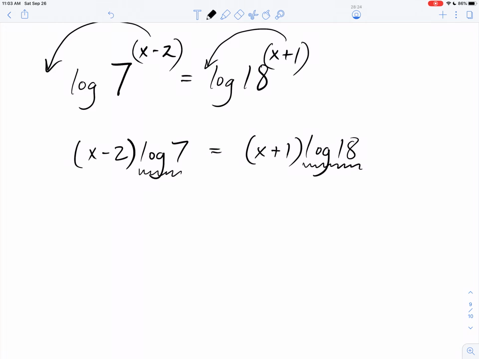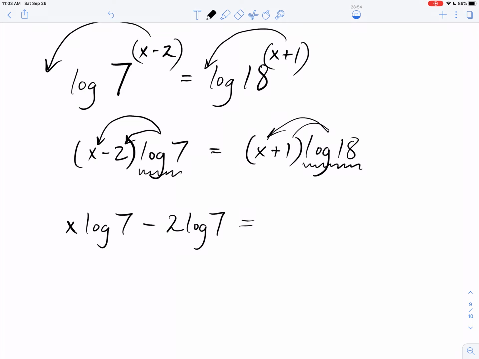So let me show you this. I'm going to do it 2 ways. The first way is I am not going to change these into decimals yet. I am going to assume, though, log of 7 is a number. And if it's a number, I can distribute it. So I would get x times the log of 7. That's just a number times x. Minus 2 times the log of 7. Once again, that's just a number I don't know. What's it equal? Well, let's distribute this number. This would be x times the log of 18 plus, well, 1 times log 18 is just log 18.